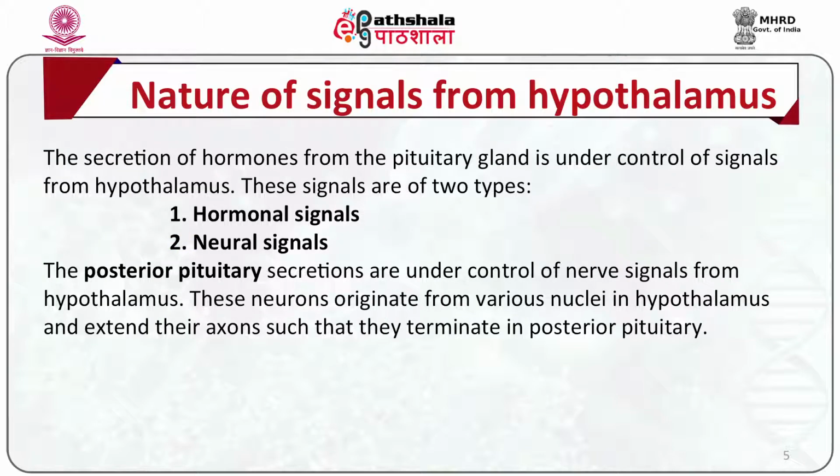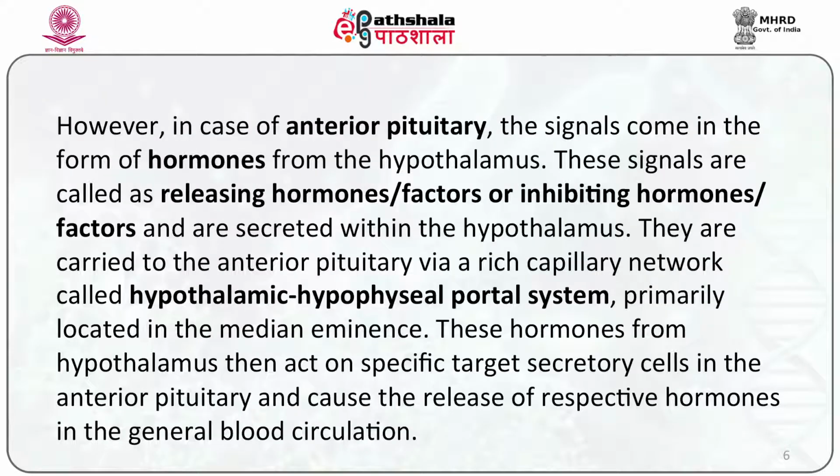The secretion of hormones from the pituitary gland is under control of signals from hypothalamus. There can be two types of these signals, either hormonal signals or neural signals. The posterior pituitary secretions are under control of nerve signals from hypothalamus. These neurons originate from various nuclei in hypothalamus and extend their axons such that they terminate in the posterior pituitary. However, in case of anterior pituitary, the signals come in the form of hormones from the hypothalamus.